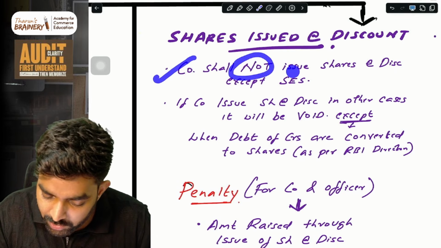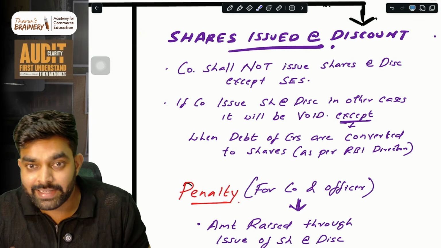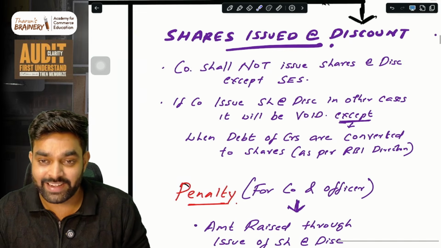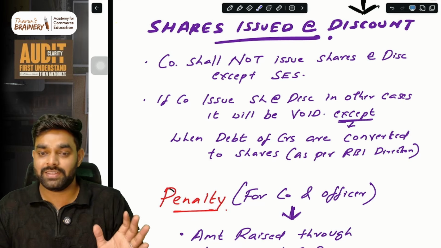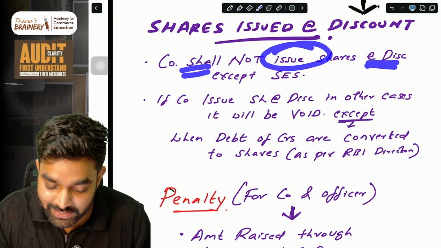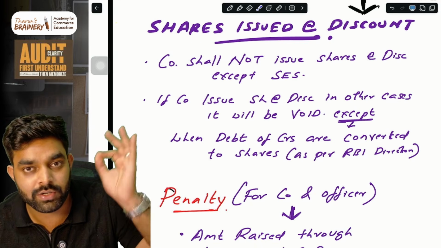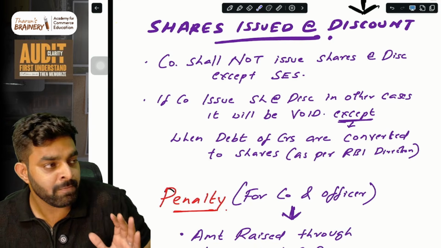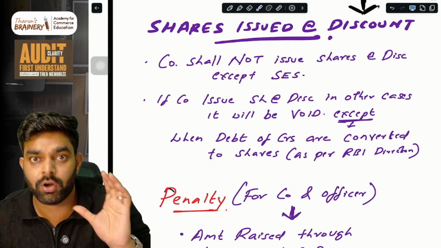So company shall not issue shares at discount except as sweat equity shares, SES. If you directly take this script, print it and try to read it yourself, you may not understand the abbreviations I've put, so I'm explaining all of these things to make it very easy. Sweat equity shares are shares issued to the directors and employees of the company. Those are called sweat equity shares, which a company can issue at a discount, at a smaller price.